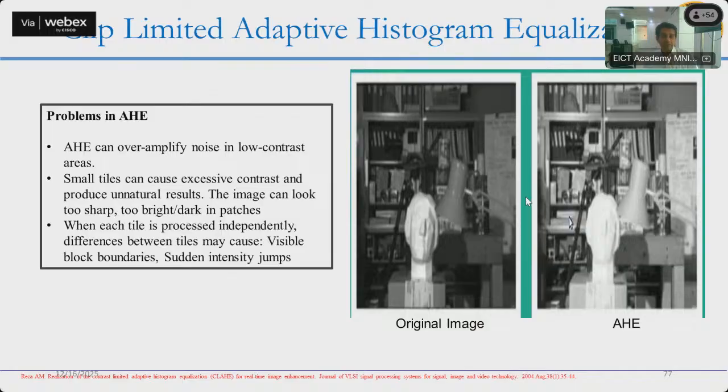So the clip limited adaptive histogram equalization, and the problems in adaptive histogram equalization: it can over amplify noise in low contrast areas. Small tiles can cause excessive contrast and produce unnatural results. The image can look too sharp, too bright, too dark. Patches: when each tile is processed independently, the differences between tiles may cause visible block boundaries and sudden intensity jumps.